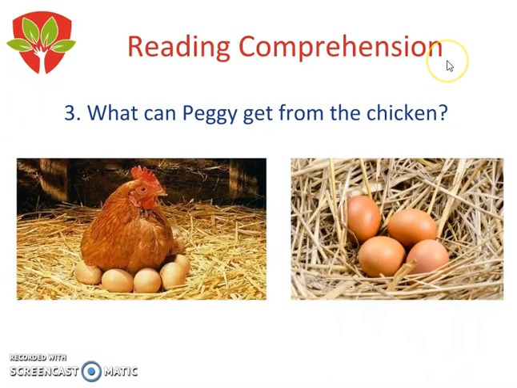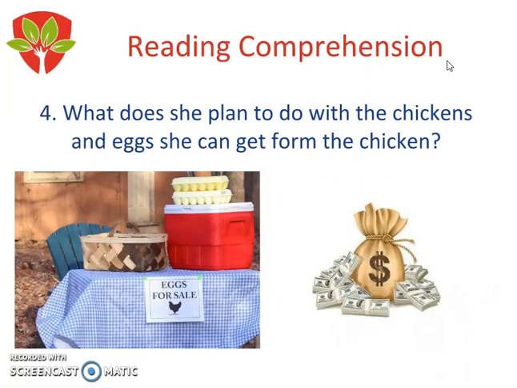Let's see. Number 3, what can Peggy get from the chicken? It's really simple. Could you please look at both pictures and identify what you have there? What does she want to get from the chicken? Let's see. Number 4, what does she plan to do with the chicken and eggs she can get from the chicken? Could you please identify what she plans to do? Look at both pictures.